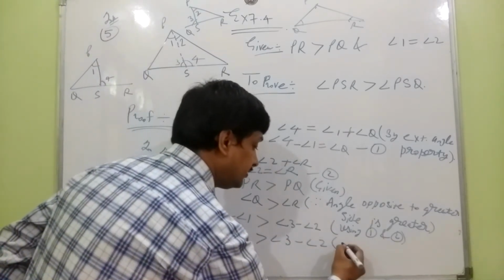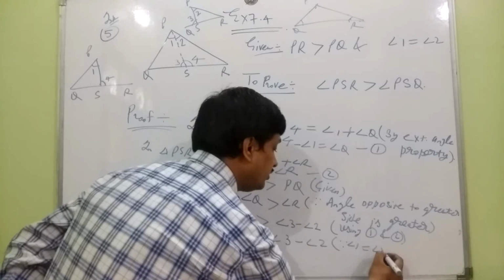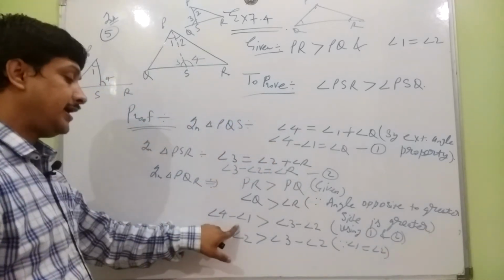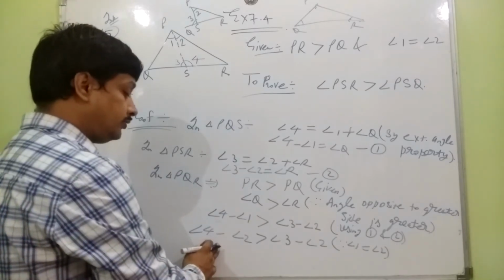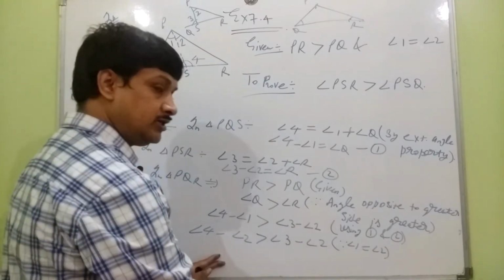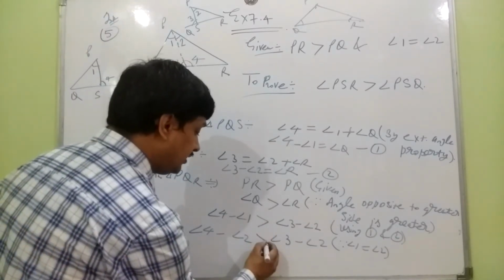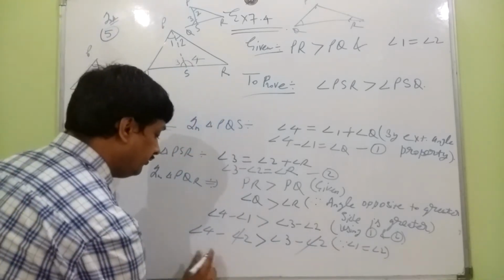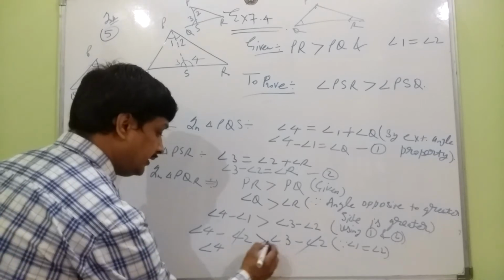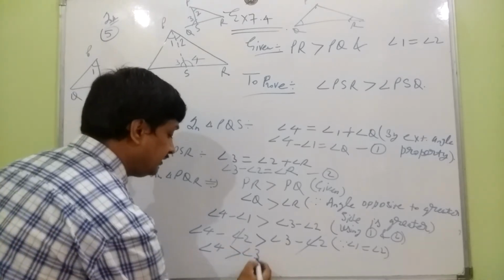So what is the reason? Since angle 1 equals angle 2, we have written angle 2 in place of angle 1. So minus angle 2 on the left side and minus angle 2 on the right side of the inequality. You can just cancel it to give angle 4 is greater than angle 3.